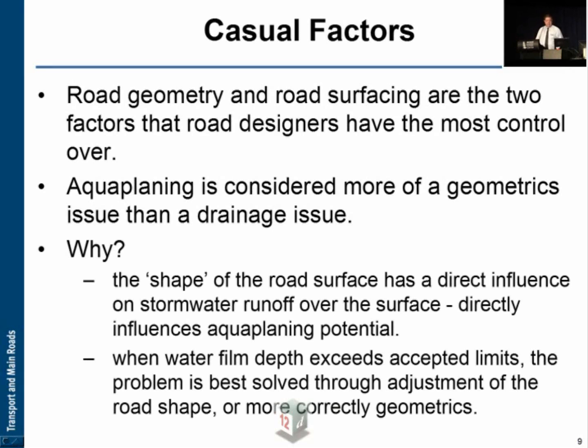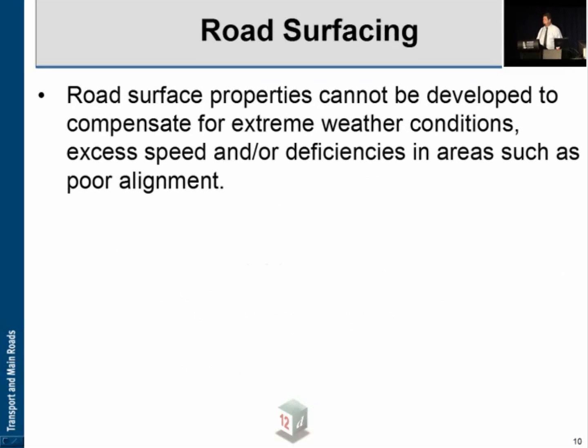And why? The shape of the road surface has a direct influence on the stormwater runoff over the surface. It controls how long it stays on the surface, it controls how far it can travel, it can actually determine velocity and all sorts of things. So it directly influences the aquaplane potential. So when water film depths exceed acceptable limits, the problem is best solved through adjustment of road shape, or more correctly, the geometrics.